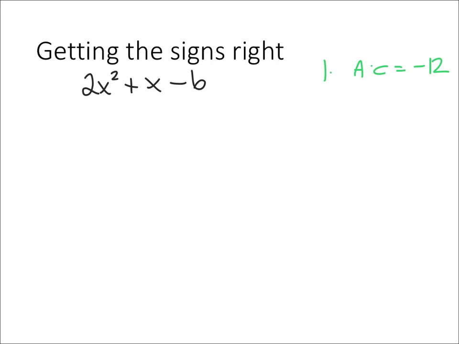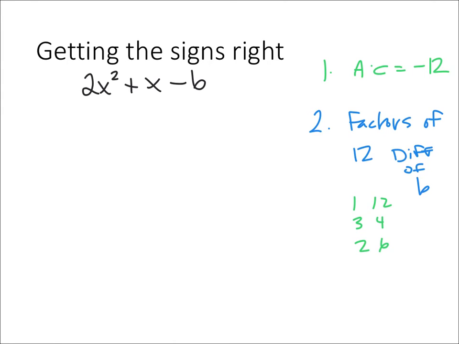Now, one general rule of thumb: factors of 12, and then instead of saying factors of negative 12, what I'm going to look at is factors of 12 that have a difference of b, which b in this case is 1. So I'm looking for the factor pairs of 12 that are only different by 1. So we have 1 and 12, we have 3 and 4, 2 and 6. If we look at these, 3 and 4 are the only ones here that are different by one value.